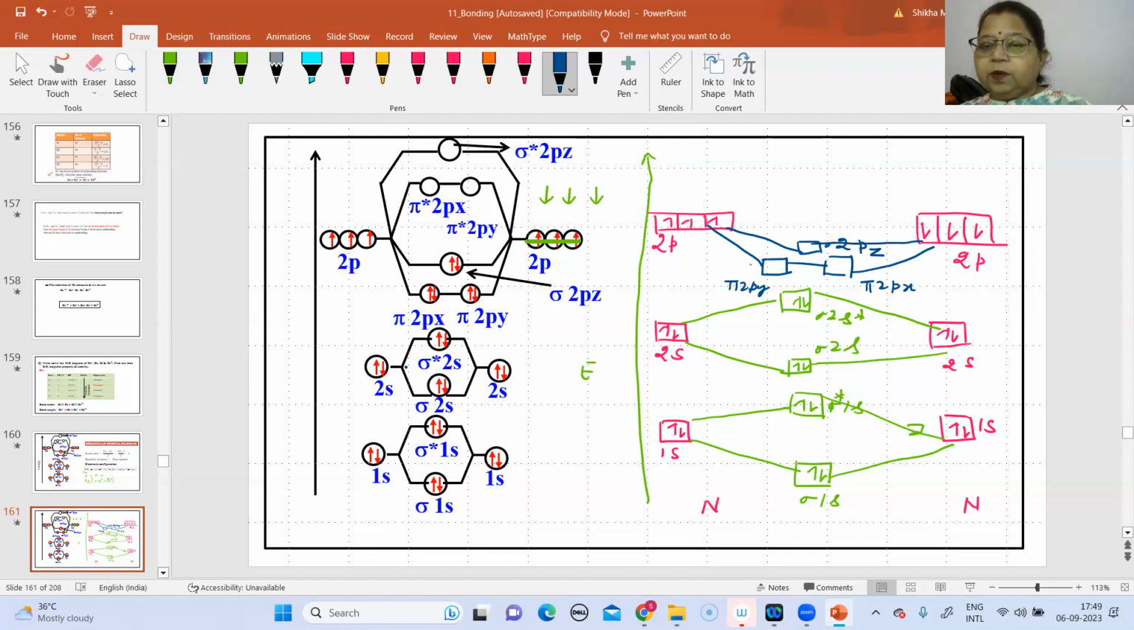Now moving on, what we have to draw is pi 2px anti-bonding and pi 2py anti-bonding, right? We will connect them with a straight line, and please remember they have to be slightly higher than the atomic orbitals of nitrogen. And at the top, we will have sigma 2pz anti-bonding, right? Even though it is not filled, we have to draw it. Please remember that also.